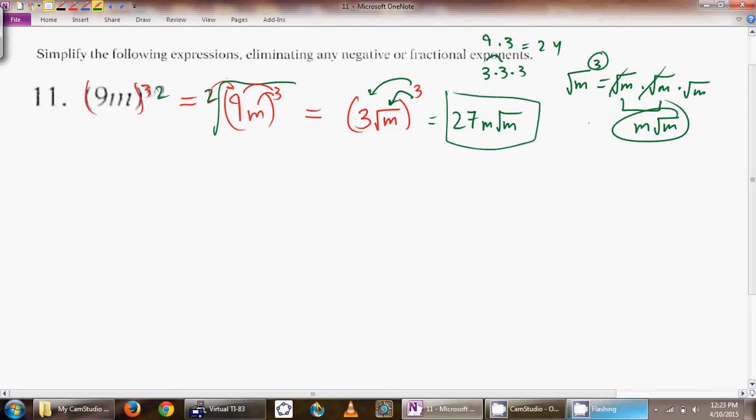And this trick here, what I did here, instead of cubing and then square rooting, I noticed 9 was a perfect square. So I said, let me do the square root first. You have that flexibility in these problems. You can do the square root first, or this squaring thing, whichever makes it easier, okay?